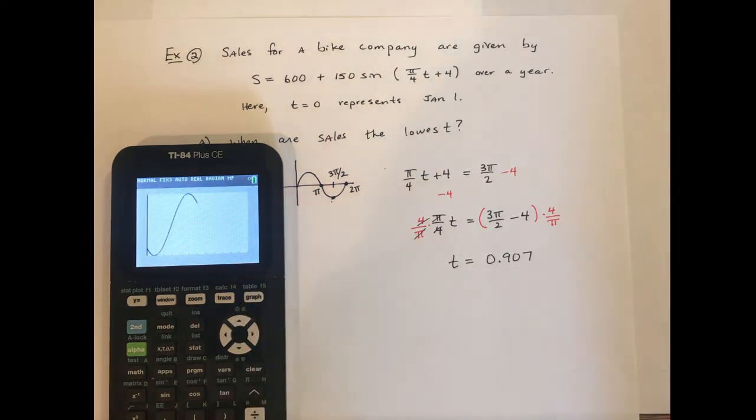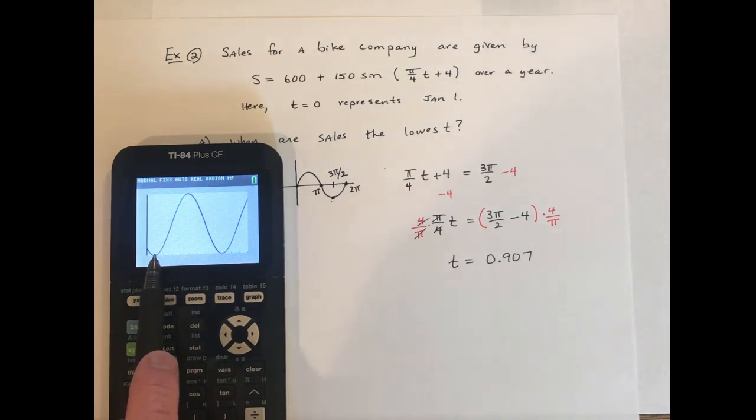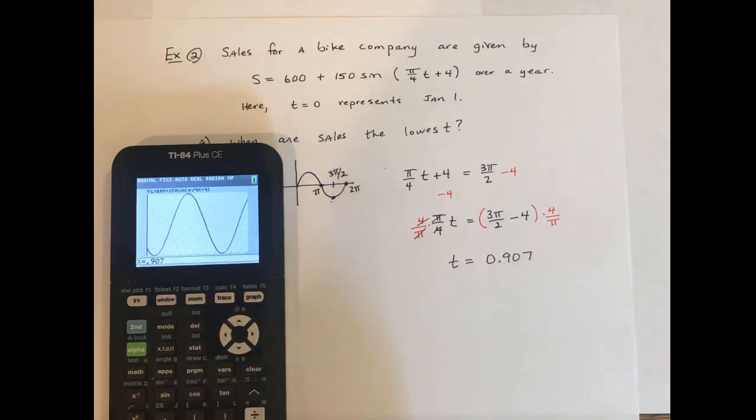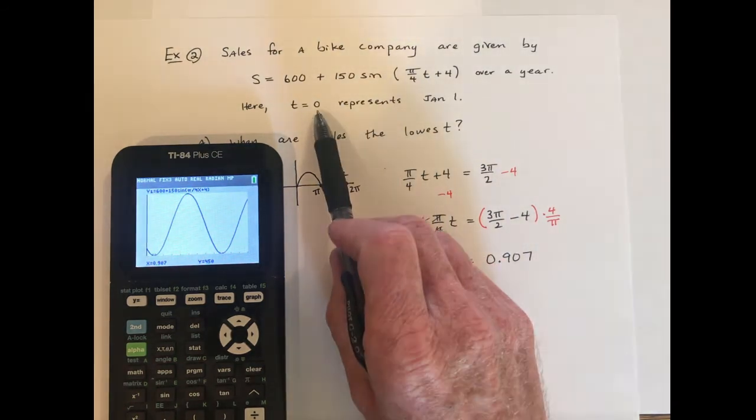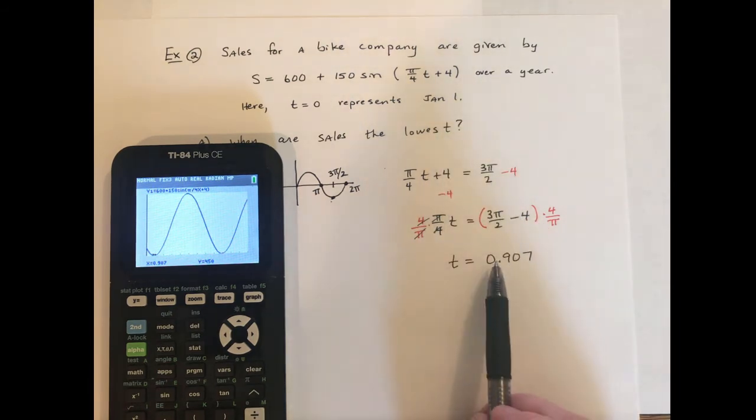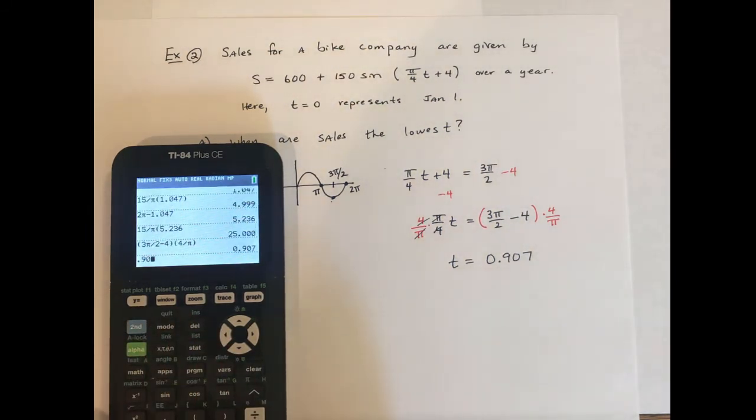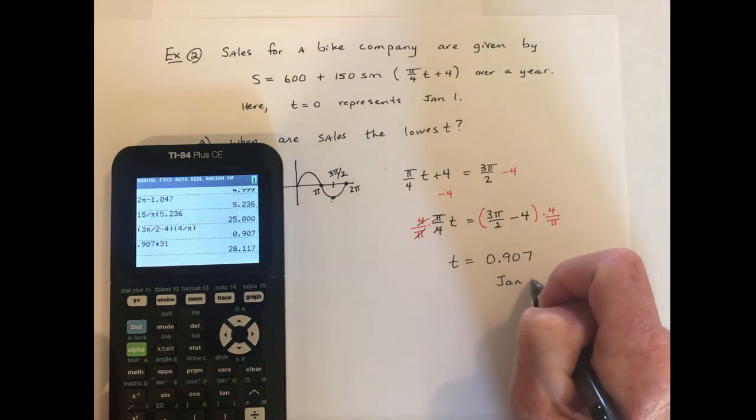And so this is what the graph looks like. When are the sales the lowest? So we got this answer right here. Right there. So let me test that theory. We got 0.907. So this is basically saying 0 represents January 1st. This isn't even one full month. That means they're still in January. So actually, if you take 0.907, January has 31 days. So that represents January 28th.